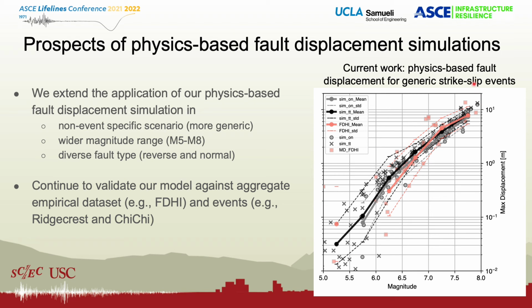We'll show an example of strike-slip simulation from magnitude 5 to magnitude 8. It explores both on-fault displacement, gray dotted, and total displacement, gray crosses. As shown in this figure, the mean magnitude trend of the maximum displacement for both on-fault green lines and the total displacement black lines show a great agreement with FDHI datasets.